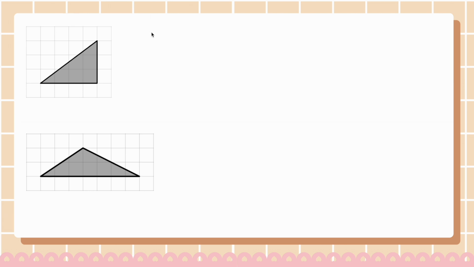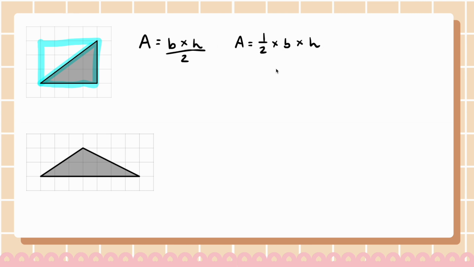We know that the area of a rectangle is represented by A equals base times height. If we take a look at this grid over here, notice that we can outline a full rectangle, but this triangle cuts it in half. So, to fix our formula, let's just go ahead and divide all of this by 2. Another way that you might have seen it written is A equals 1/2 times base times height. These both mean the same thing.